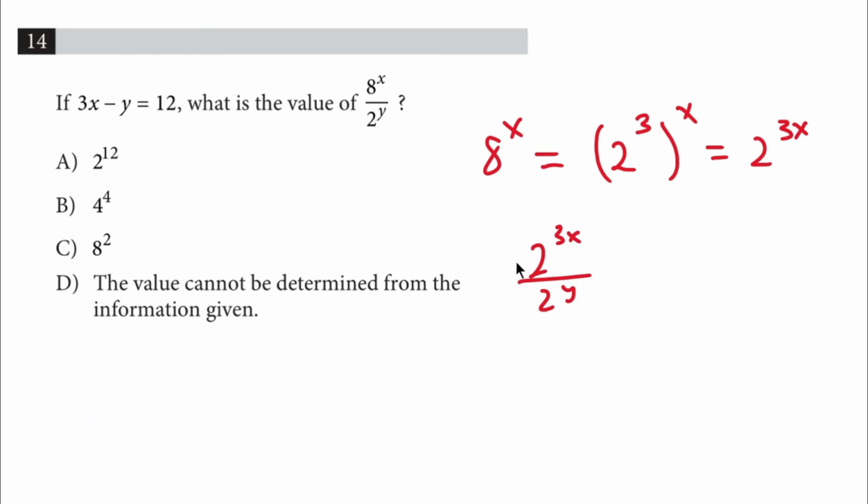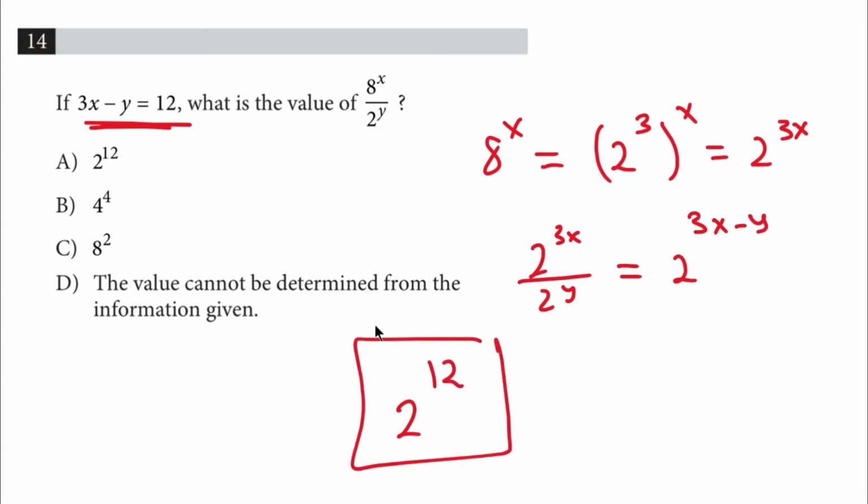So what we're going to do is rewrite this as 2 to the power of 3x minus y. Now guys, you have to understand that 3x minus y is already given right here, right? 3x minus y is equal to 12. So all of this is equal to 2 to the power of 3x minus y, which is 2 to the power of 12, right? So we've got our answer right here, and the correct answer is A. Now let's move on to the next problem.